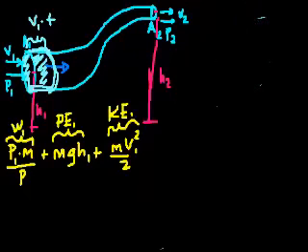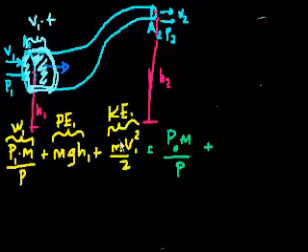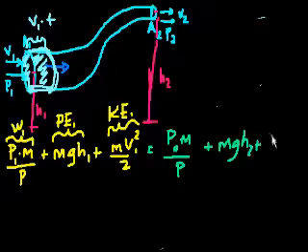So this is going to be equal to the same thing on the output side, right? So this is going to be equal to the work out, so that'll be the output pressure times the mass divided by the density, plus the output potential energy, which will just be mgh2, plus the outbound kinetic energy, which would be mv2 squared divided by 2.